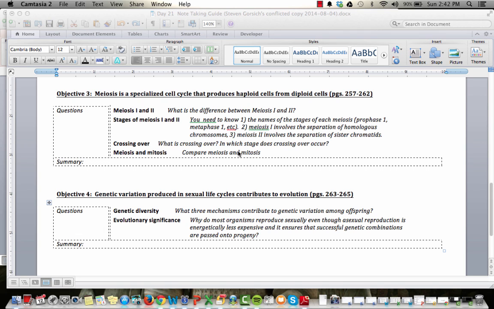In this podcast, we're going to talk about some of the specific steps of meiosis as well as the big picture of meiosis. Why is it that we have meiosis? We'll also link it into Objective 4 because it's really hard to talk about meiosis without considering how genetic diversity is created by meiosis and its evolutionary significance. Okay, let's go ahead and get started.